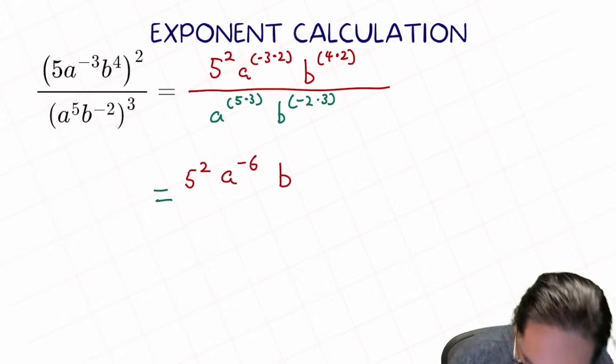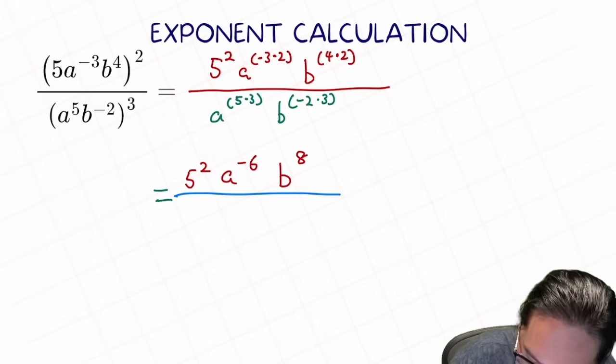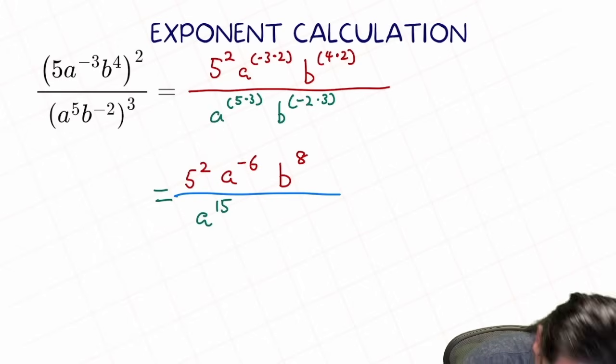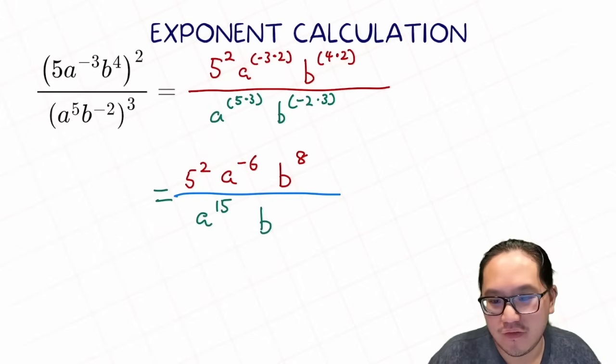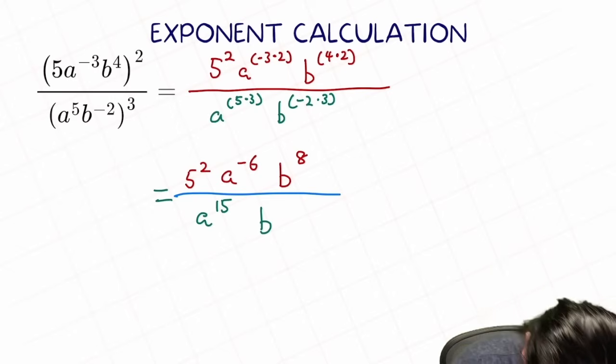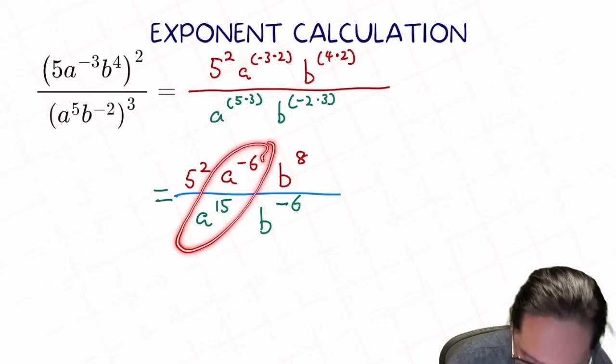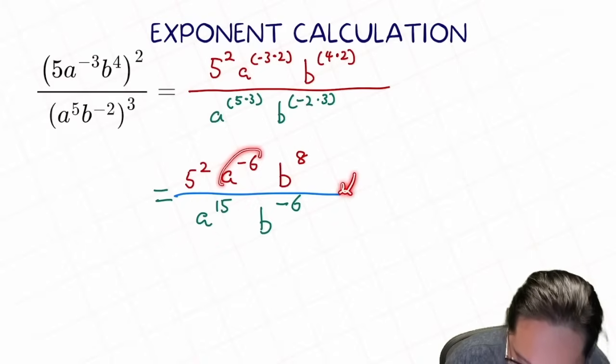B, 2 times 4 equal to 8. That's our top. Now the bottom. A with a power of 5 times 3 is equal to a to the power of 15, right? B with a power of negative 2 times 3 is equal to negative 6, okay? What do these really mean, right? Remember, this line is just a divider, right?